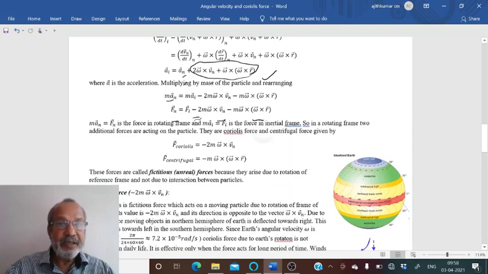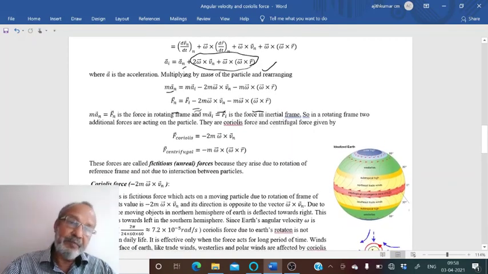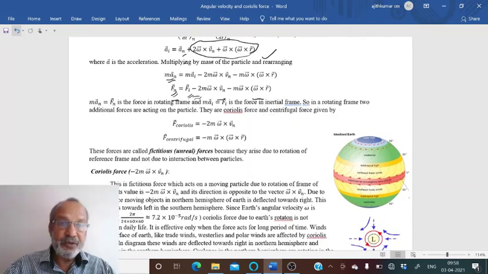You can verify all these by writing on paper. m into an is the mass into acceleration in non-inertial frame. So this is a force in non-inertial frame, which is equal to force in inertial frame plus two additional forces, and these two additional forces arise due to rotation of the coordinate system. These two forces are called Coriolis force and centrifugal force. They are called fictitious forces because they are not real forces, and they arise only due to the non-inertial or rotating nature of the frame of reference. That is why these forces are called fictitious forces.